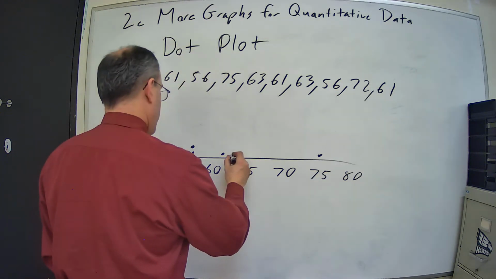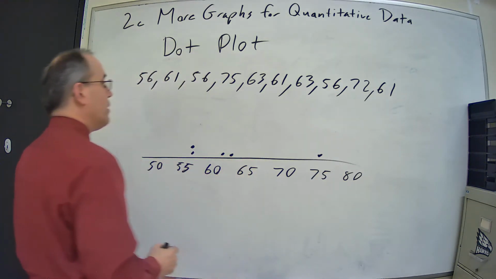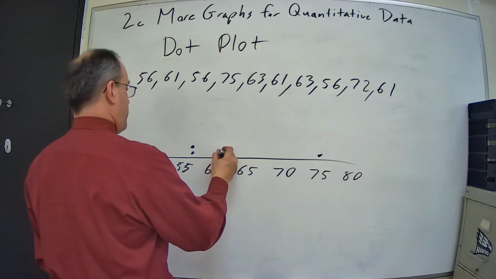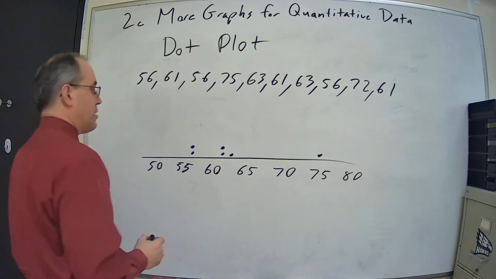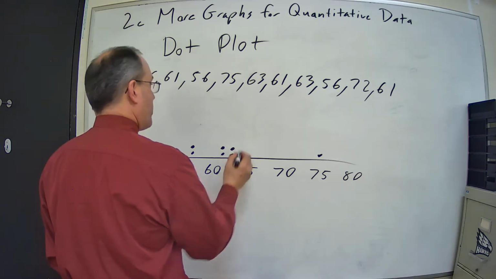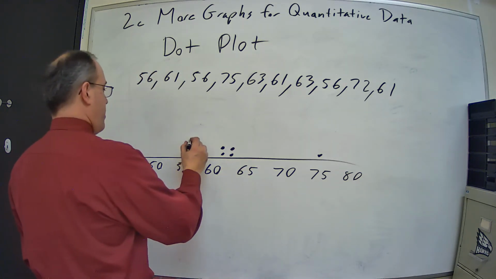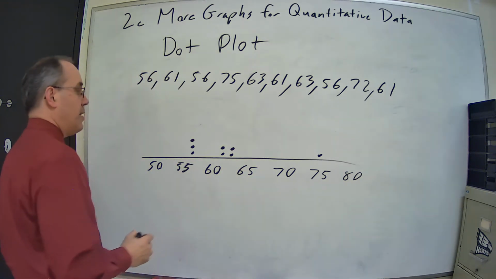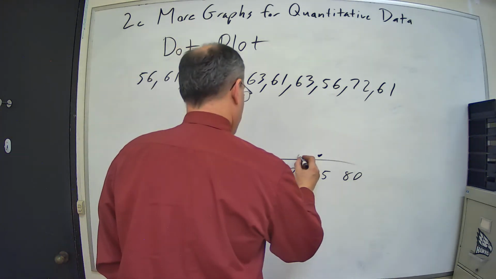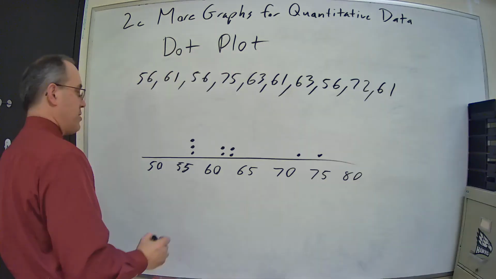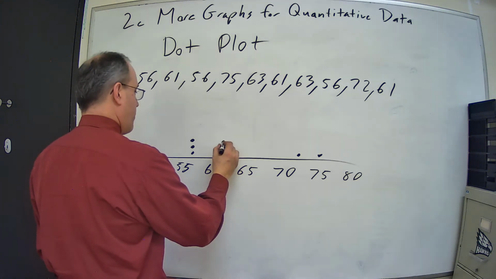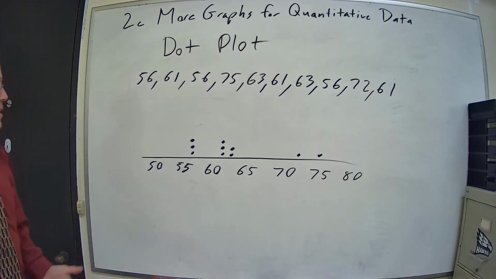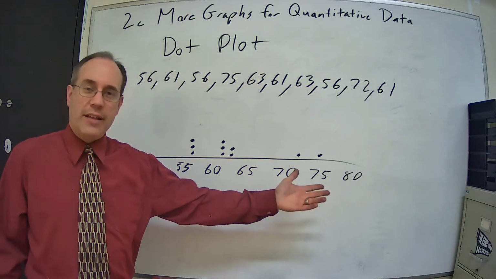63, dot. 61, well that's my second 61, so I'm going to put one above it. 63, there's another 63, I'm going to put a dot above it. 56, yet another 56, so a dot above it. 72, plot a dot. 61, another dot. So now we see that we have a dot plot.